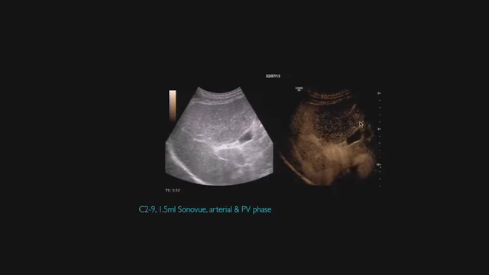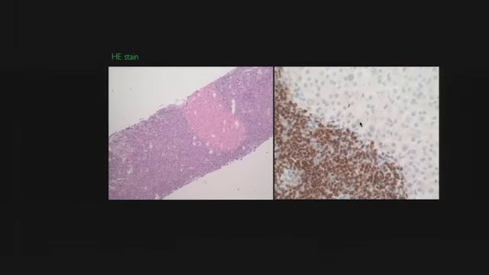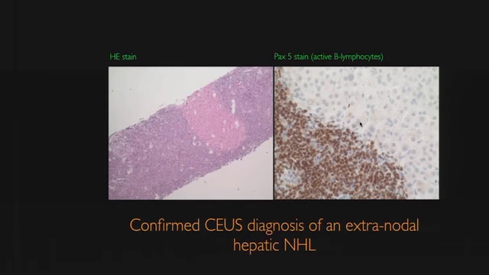It's always interesting to go to the pathologist and have a look at it. So in the center, you can see normal hepatic tissue, and around it, you see tumor cells, and this is the PAX5 stain, staining the active B lymphocytes. So this is then the confirmed diagnosis of an extranodal hepatic non-Hodgkin lymphoma. There were no other lymph nodes seen in this patient.